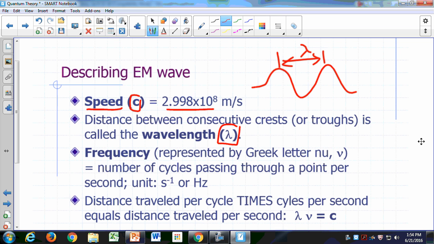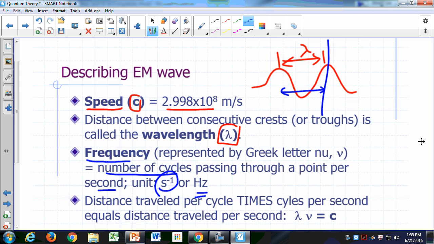And the frequency means the number of cycles that pass through a given point. So let's say I'm looking at the wave at this point right here. Then I time it for 1 second, and I'm going to say how many crests will pass through this location every second. Then that's called the frequency. So the number of cycles that passes through a point per second is your frequency, and the unit for frequency is per second, or hertz.